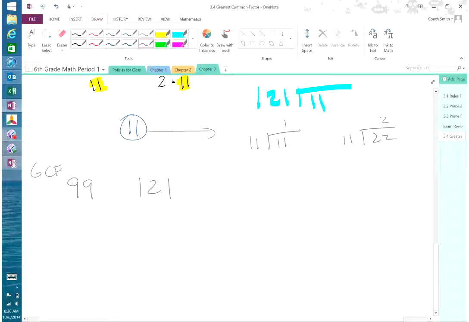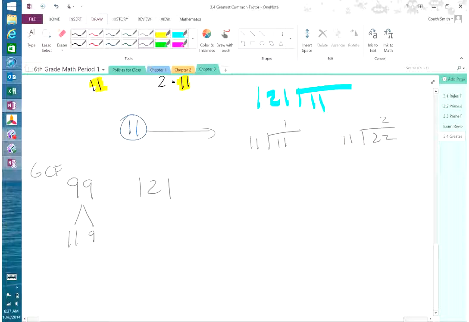Okay, the GCF of 99 and 121. All right, now, I want to prime factor both numbers. Okay, prime factor 99 using a factor tree. Give me two factors of 99. Isaiah. 11 times 9, okay? So 11 times 9.